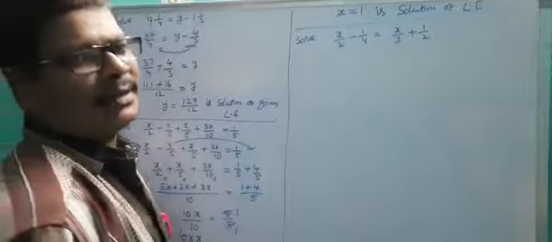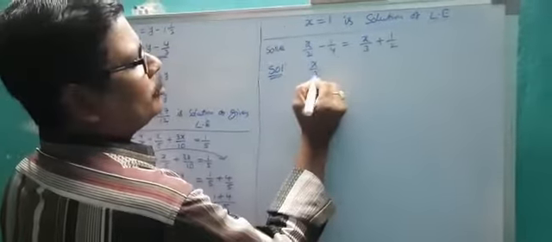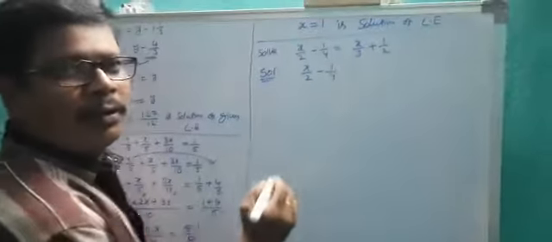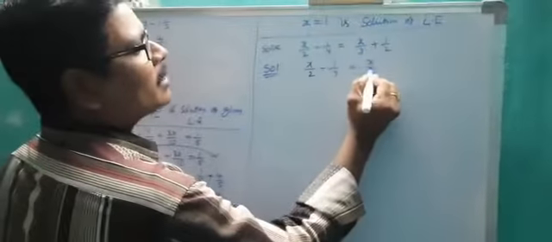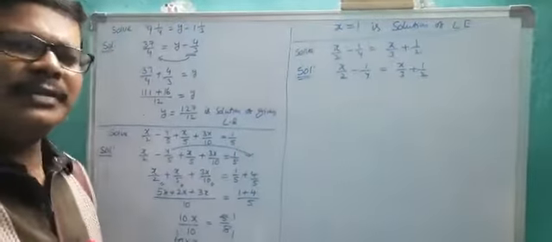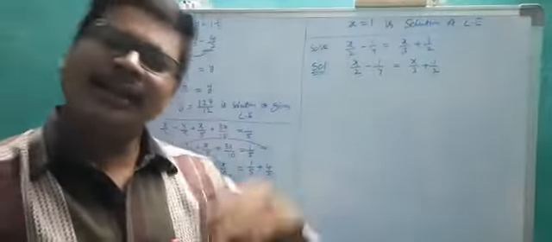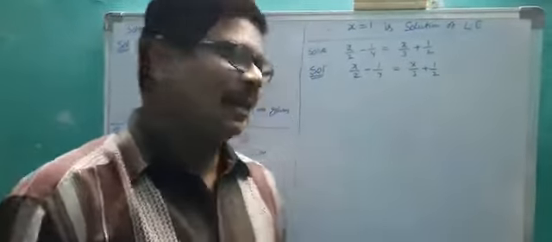Okay, how to solve it? Solution: x by 2 minus 1 by 4 is equal to x by 3 plus 1 by 2. How to solve it? Very simple. You write all variable terms on one side and the remaining constant terms on another side.